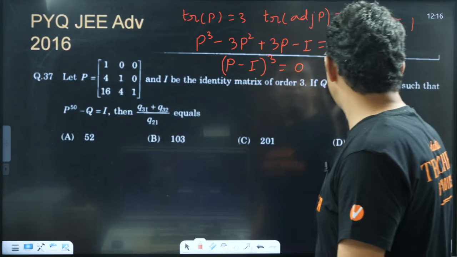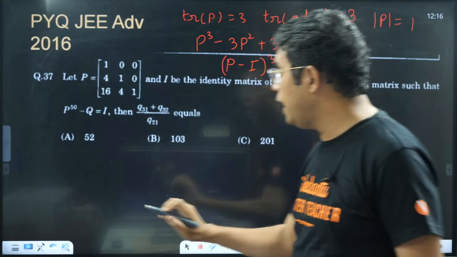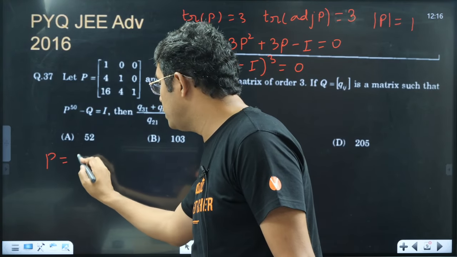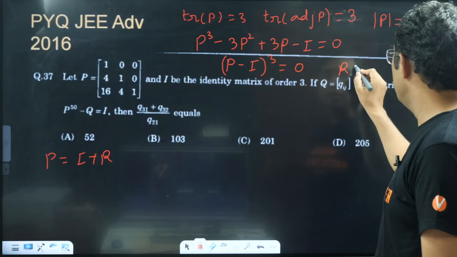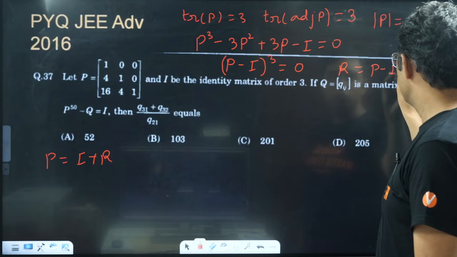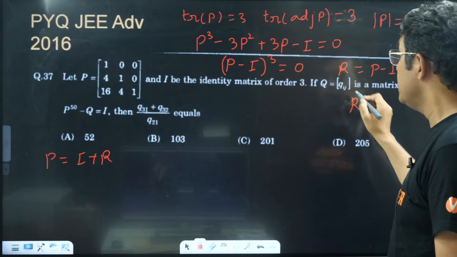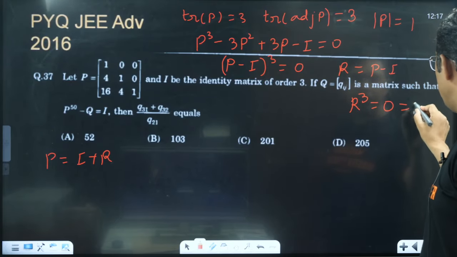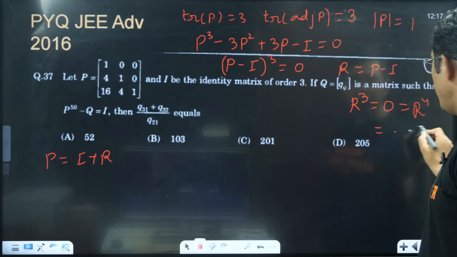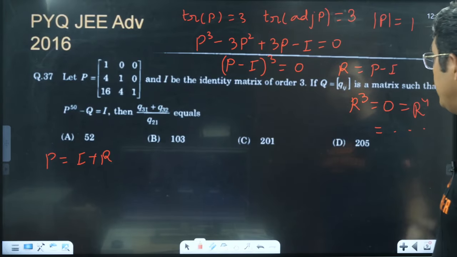Here I will take p minus I as, let's say, r. So I can write p is equal to I plus r. Okay, here I am taking r is equal to p minus I. So for this r, you can see r cube term is a null matrix. So r power 4, r power 5 and all other bigger terms will be null matrix only.